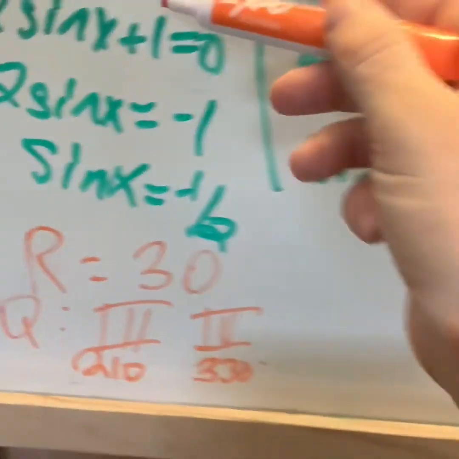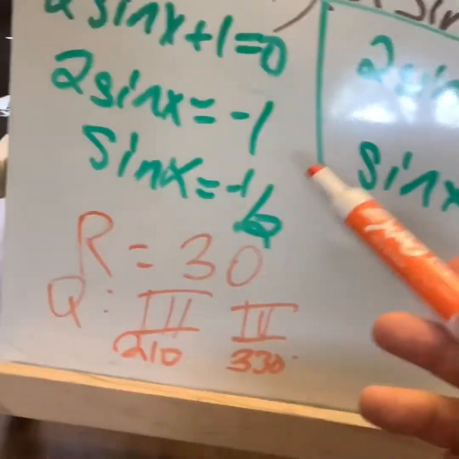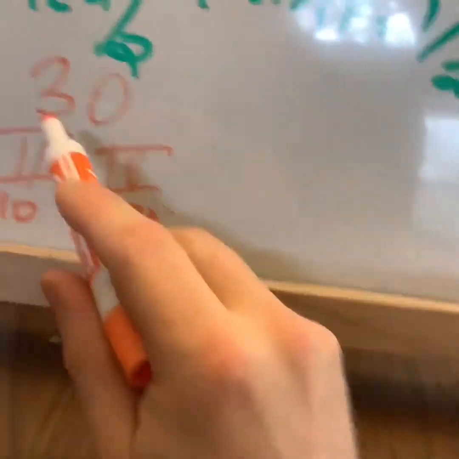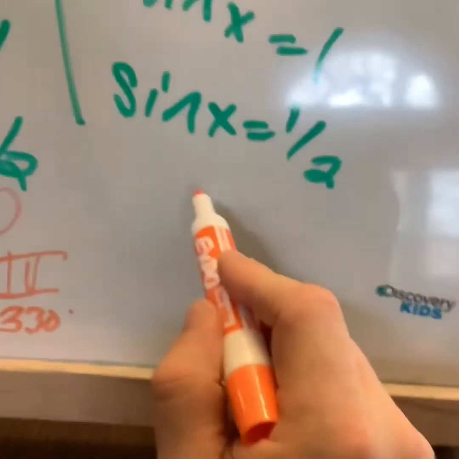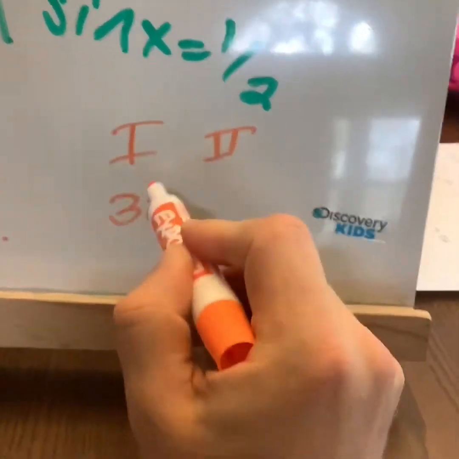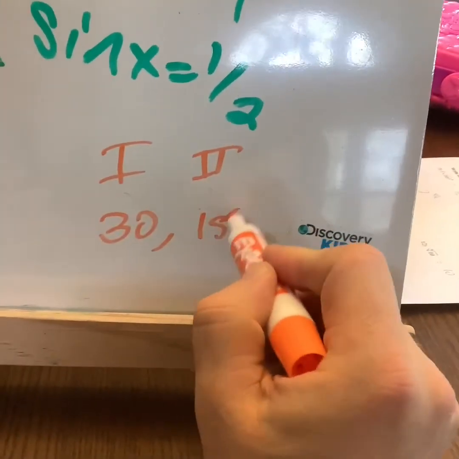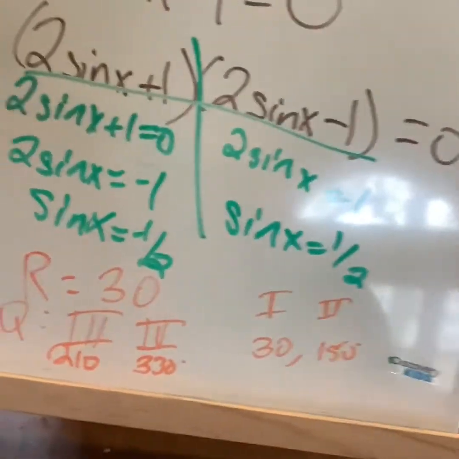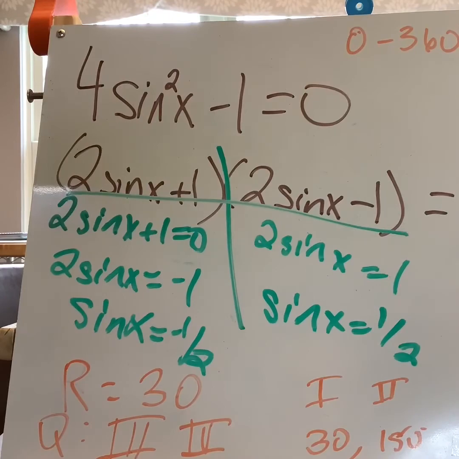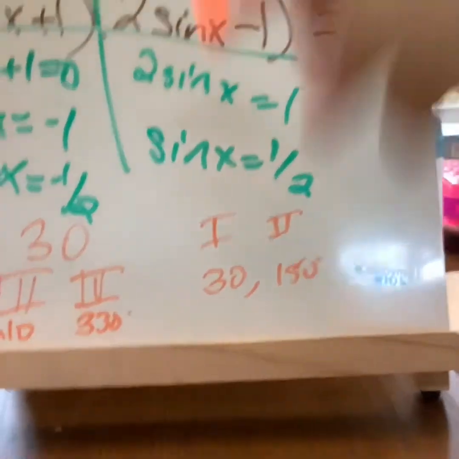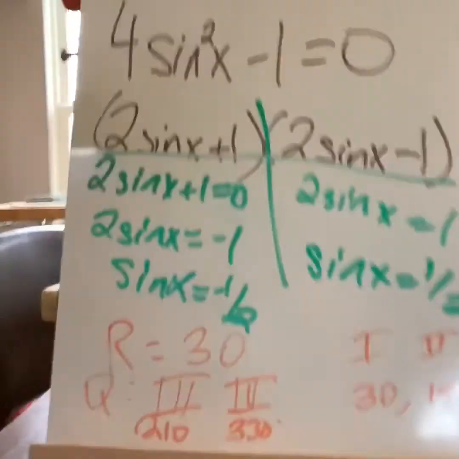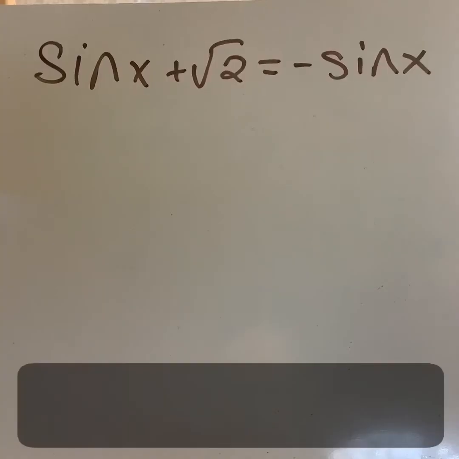So the ones that solve the left-hand side, where sine of x is negative 1/2, are 210 and 330. And on this side, we've got the same reference angle, but now we're positive. So that means we're in quadrants 1 and 2. So that means it's 30 and, well, what's 180 minus 30? It's 150. So for this particular problem, there are 4 answers. The 4 answers are x is equal to 30, 150, 210, and 330. And that's how you'd solve a problem like this.